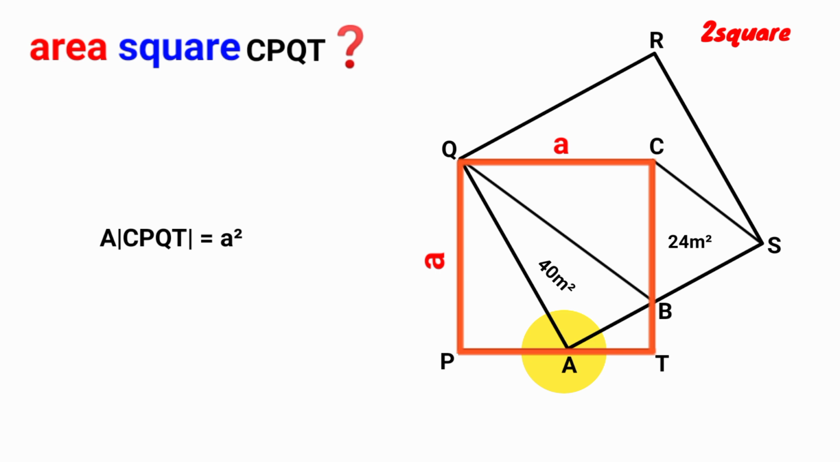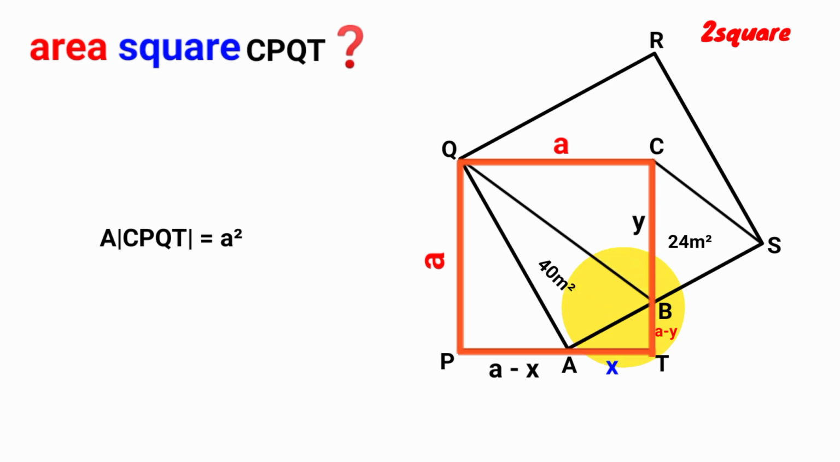But this side is divided into two segments, this and this. So since the sum of their length is A, if you assume the length of this segment to be x, this must be A minus x. The same is for this side here. It is also divided into two segments, that is this and this. So if we let this be y, this must be A minus y.